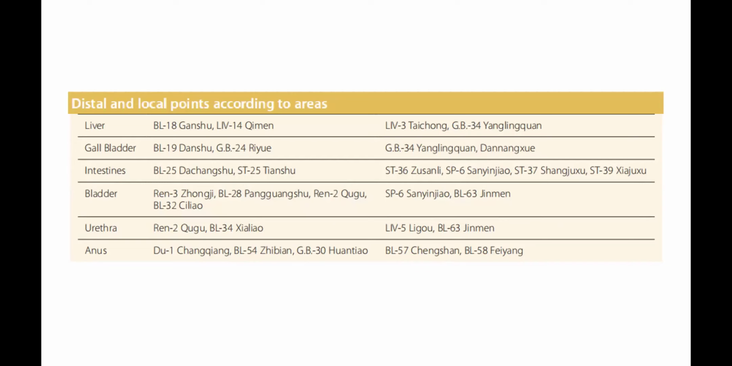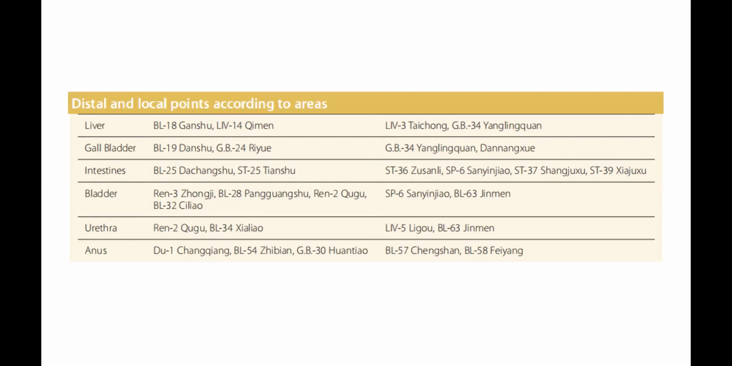For the intestines, bladder 25 and stomach 25 as local points, stomach 36, spleen 6, stomach 37, and stomach 39 as distal points. For the bladder, REN 3, bladder 28, REN 2, and bladder 32 as local points. And as distal points, we have spleen 6 and bladder 63.